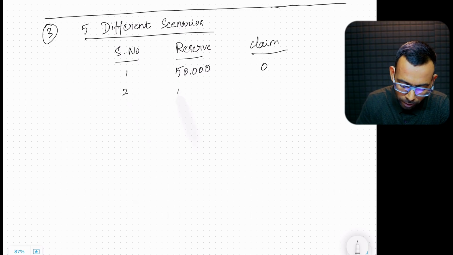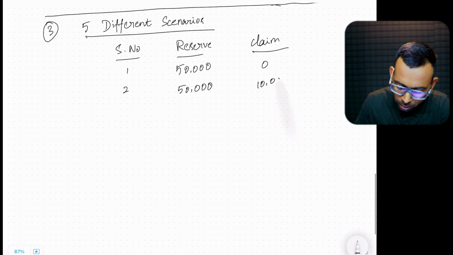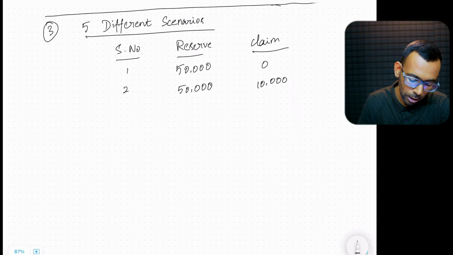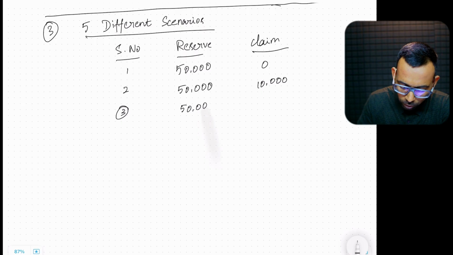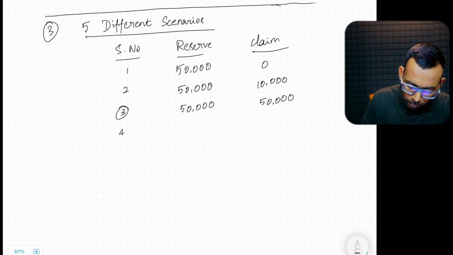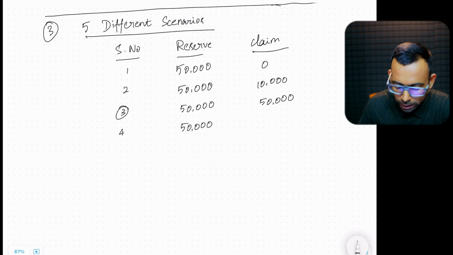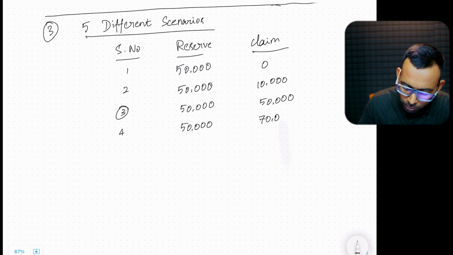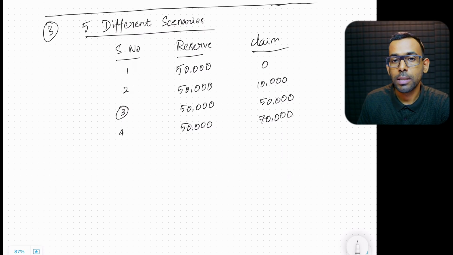Scenario number 2. The firm had a reserve savings of 50,000, but the firm had a claim against it of 10,000 rupees. This is the second scenario. Third scenario, the firm has a reserve amount of 50,000. The firm had a claim amount also of 50,000. Fourth scenario, the firm has a reserve amount of 50,000, but unfortunately the claim amount turned out to be a huge one. The reserve amount, whatever the firm had saved, was not enough. The claim turned out to be 70,000.